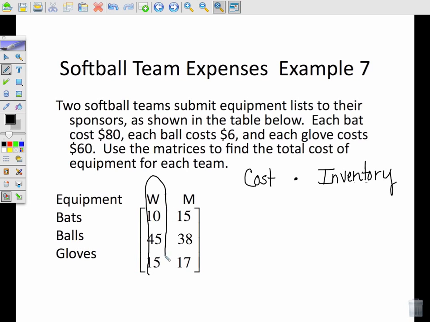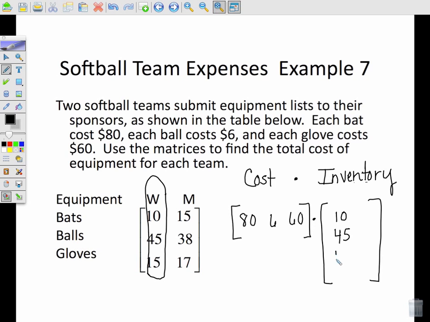Now, since the column here, let's say W is for women, the column here represents each part of the equipment. And so if I'm multiplying then the cost, I need to have the cost listed this way. The cost of the equipment, so for bats, because I need to match up the parts, the bats would be $80, the balls are $6, and gloves are $60. So that would be multiplied by the matrix of inventory, which is 10, 45, 15, 15, 38, and 17. The question is, use the matrices to find the total cost of equipment for each team. Total cost for each team would be individual costs. So let's go ahead and multiply these together.